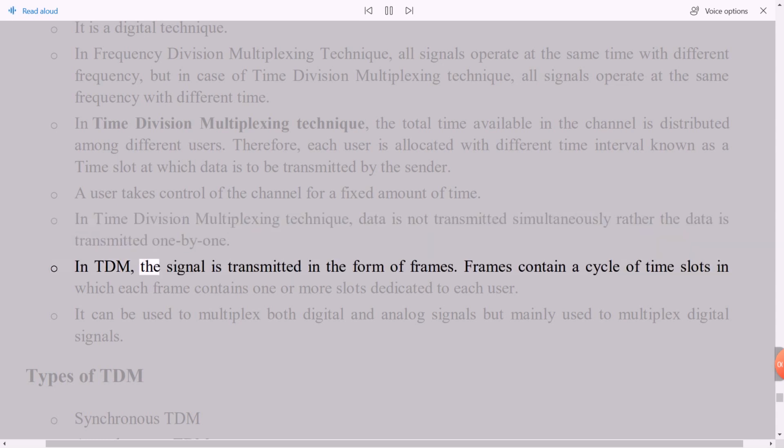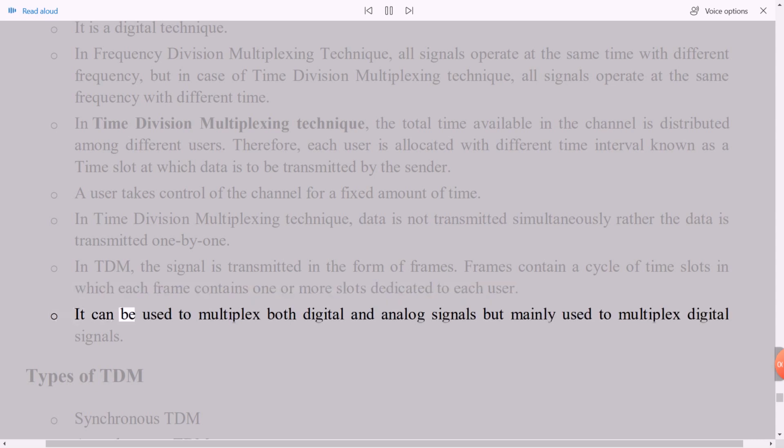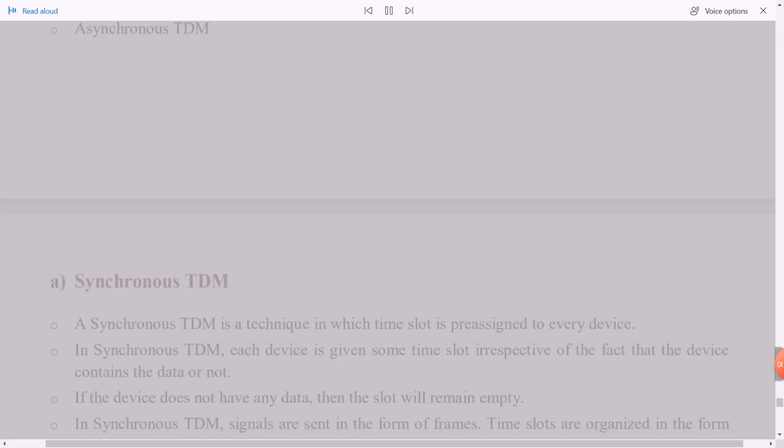In TDM, the signal is transmitted in the form of frames. Frames contain a cycle of time slots in which each frame contains one or more slots dedicated to each user. It can be used to multiplex both digital and analog signals, but mainly used to multiplex digital signals. Types of TDM: synchronous TDM, asynchronous TDM.